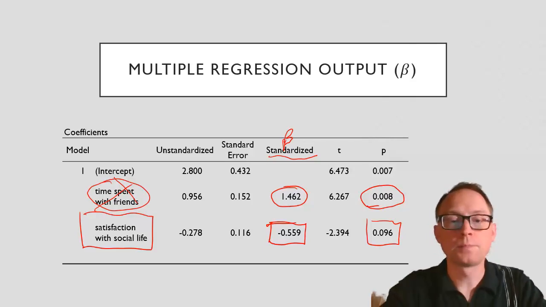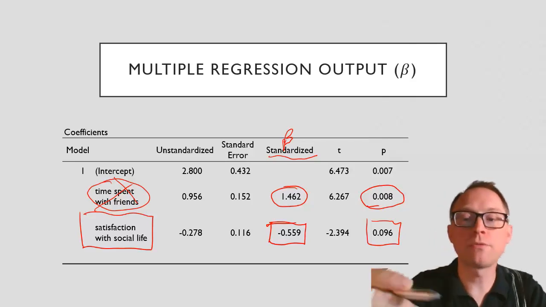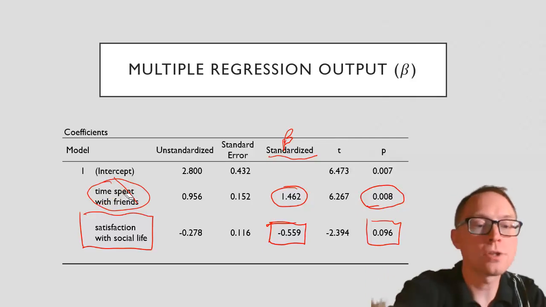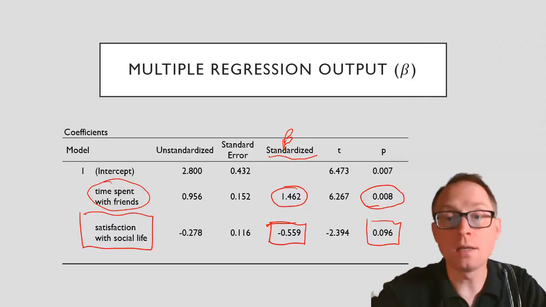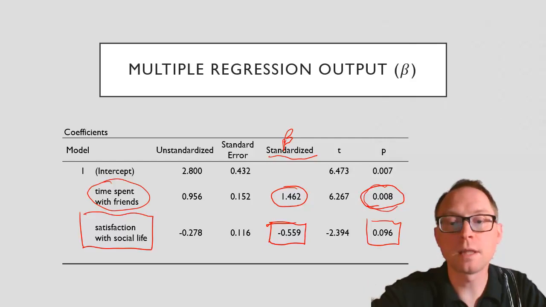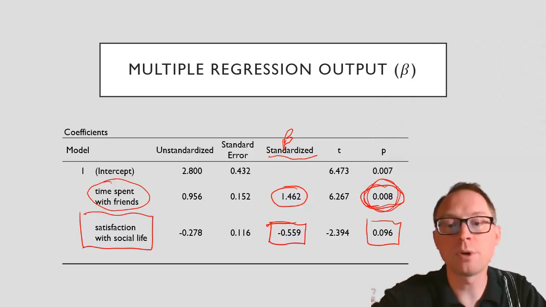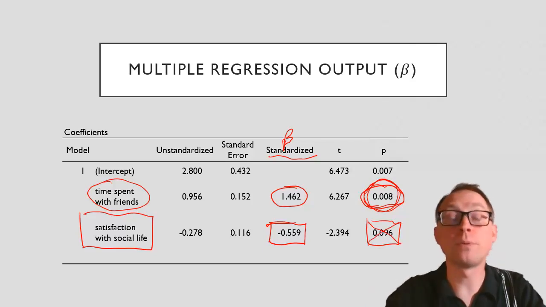Looking at these data, which one of these variables independently predicts your happiness? Only time spent with friends actually predicts your happiness. Because, look, the p-value is less than 0.05. P-value of 0.008, that's less than 0.05. But look right here, 0.096, that is greater than 0.05.